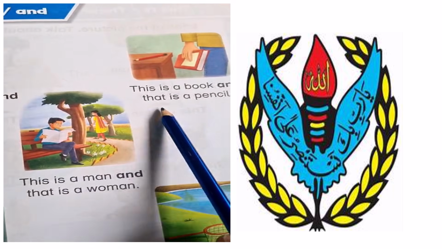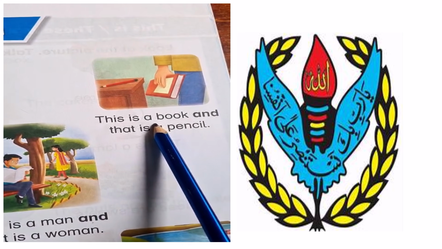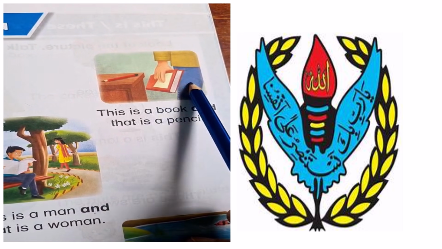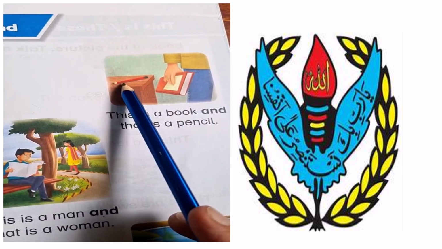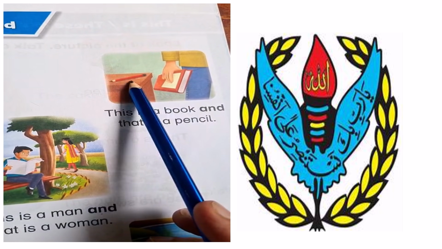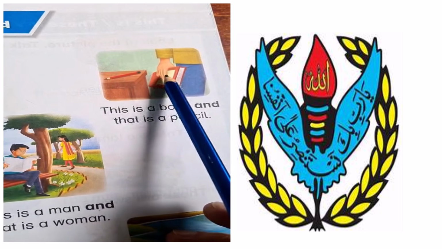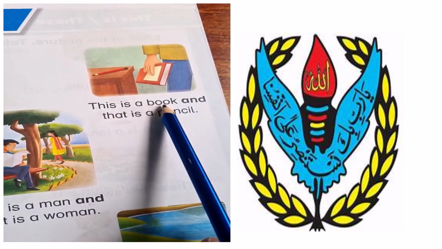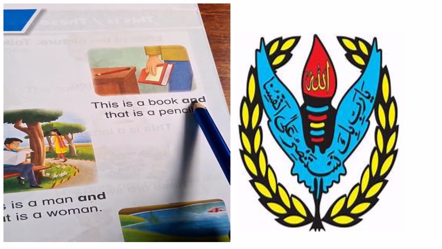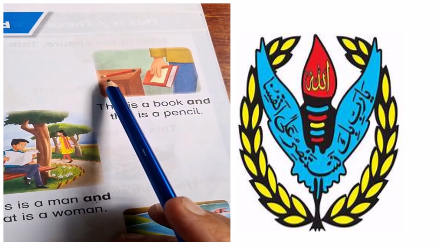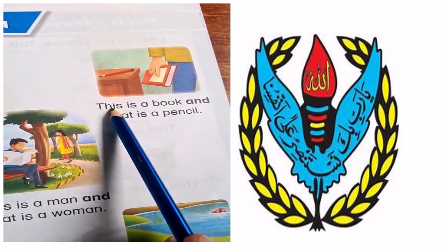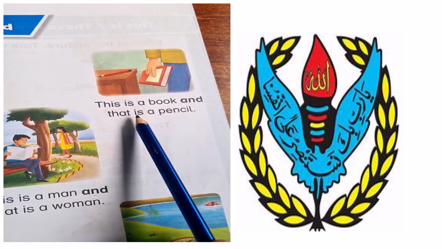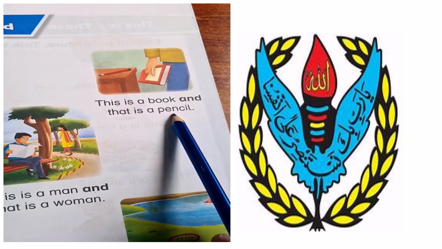Move over to the next picture. Now you can see that there is a book. A man is holding the book. The book is very near to the man, but the pencil is farther away. He is not holding the pencil. The pencil is not near to him. So we will say this is a book and that is a pencil.